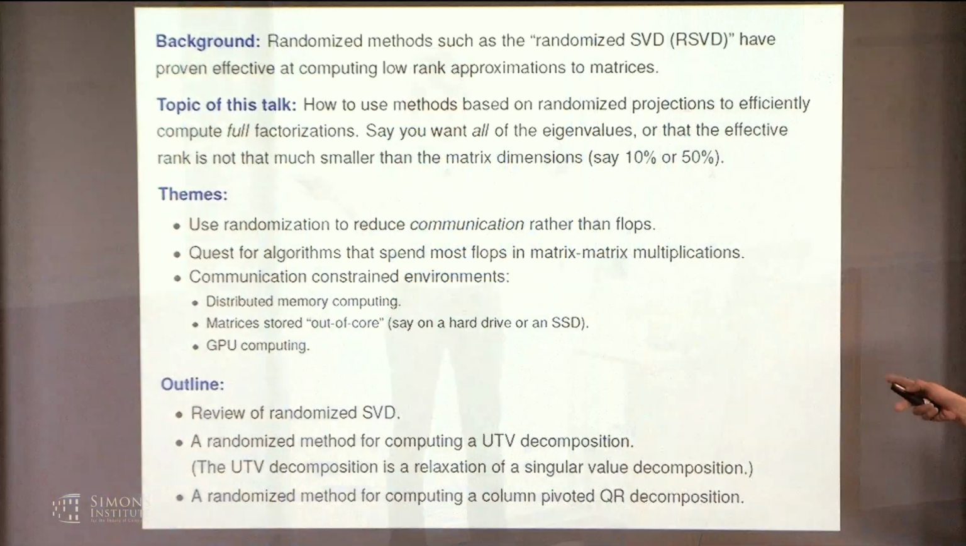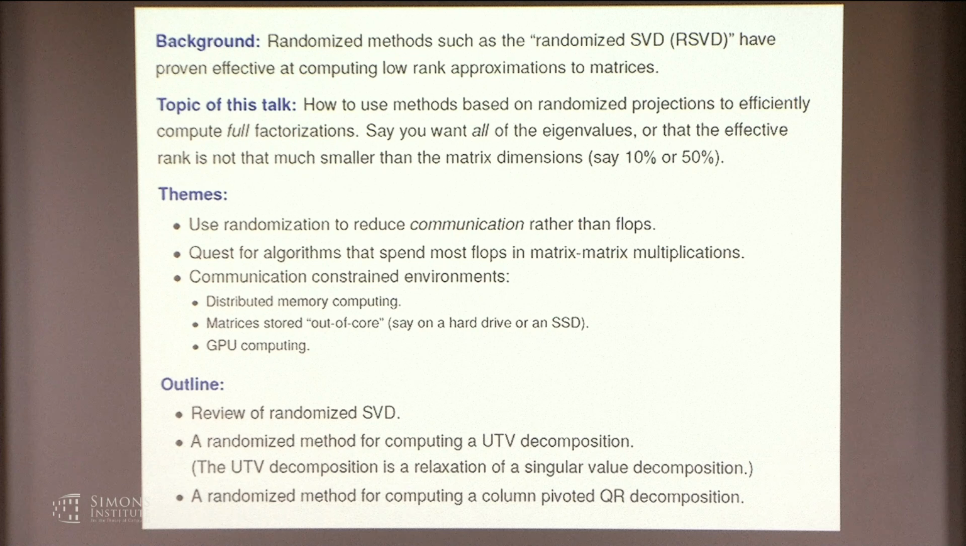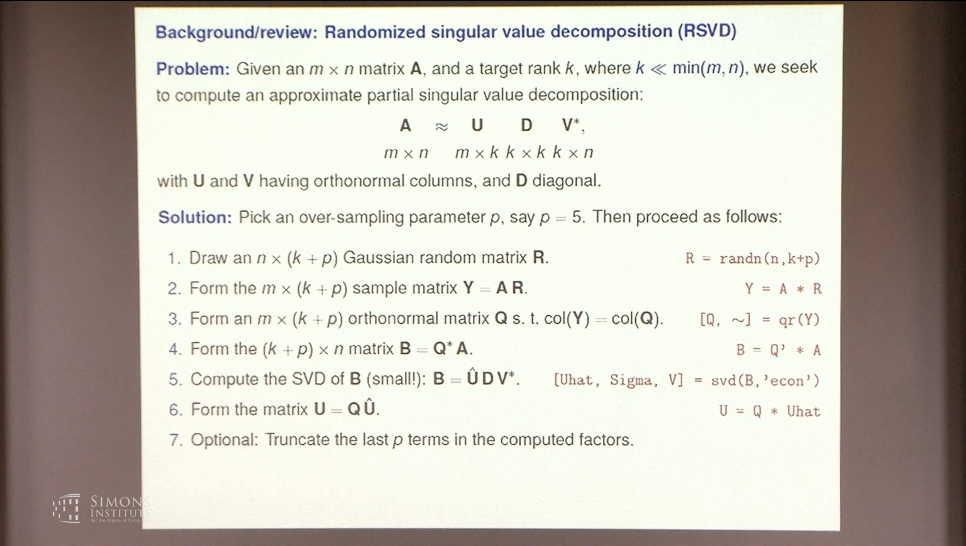Okay, so what I'm going to do is start by briefly reviewing this randomized SVD and then talk about how to generalize it to full factorizations. So the randomized SVD for the case when k is small, when the rank is small, is this algorithm. I'll go a little bit fast because I'll assume that most of you have seen this, but some may not have.